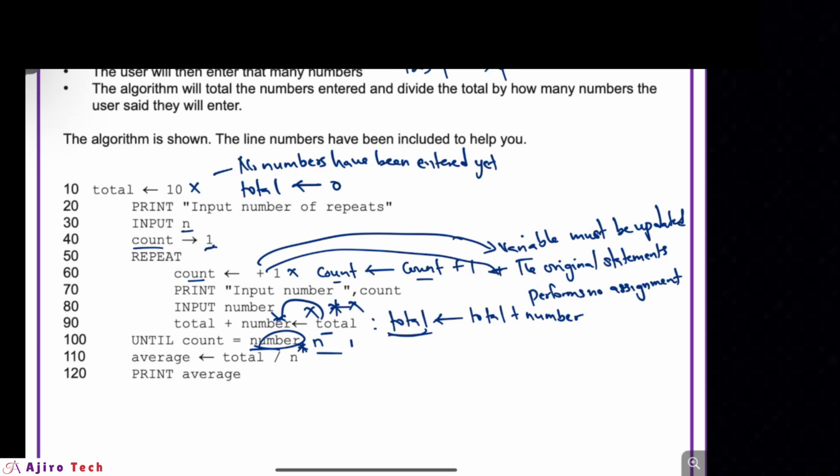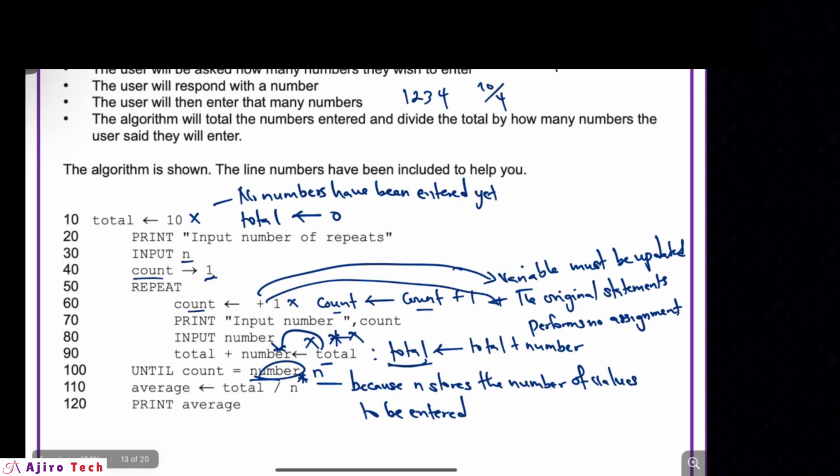Why? Because n stores the number of values to be entered. So, are we clear with this? Let me know in the comment section if you are clear. Can you see how I've done that? So just look for it and find that out. Okay.